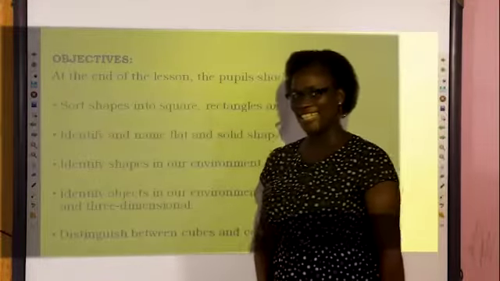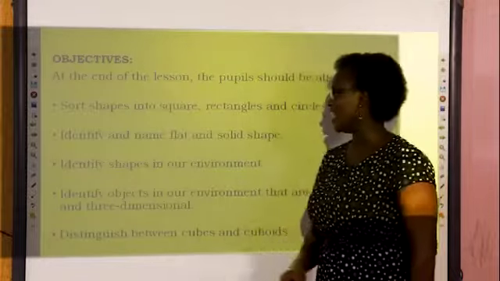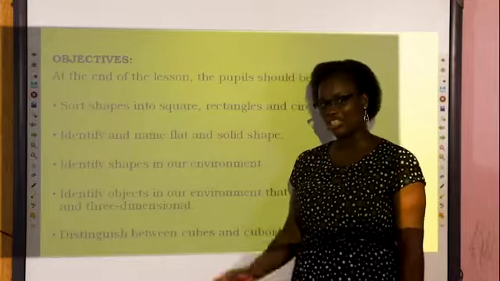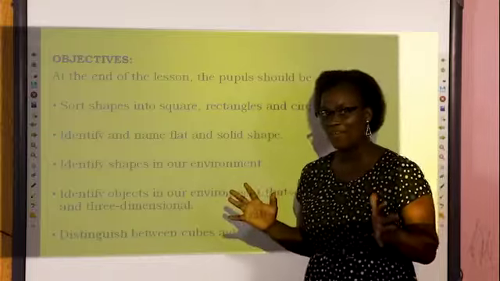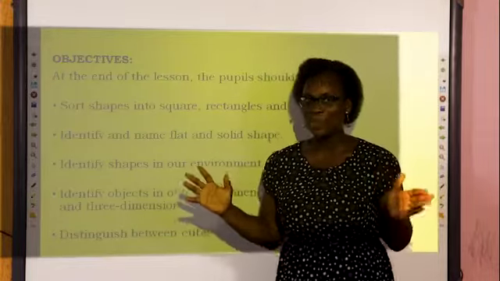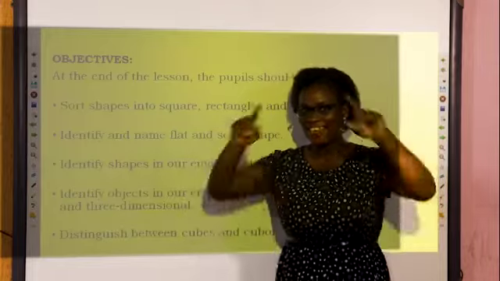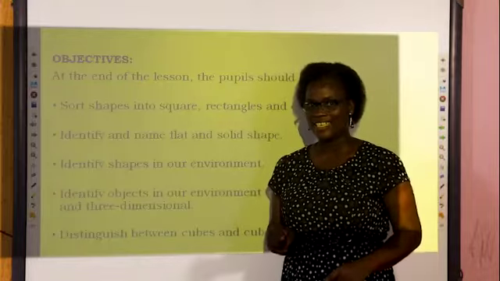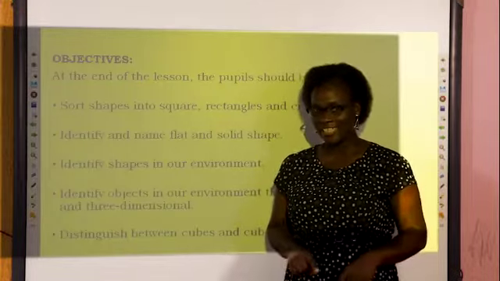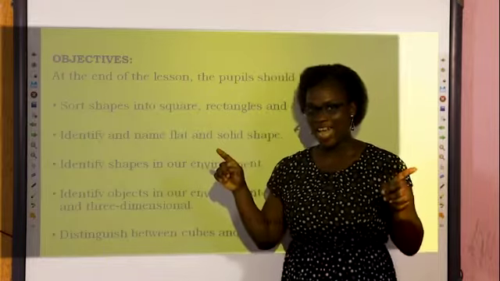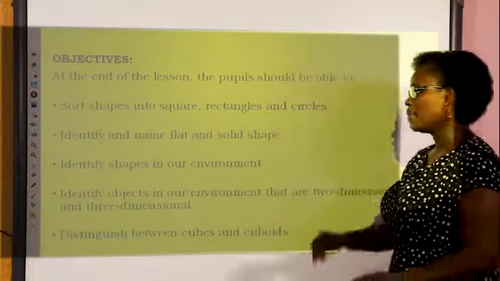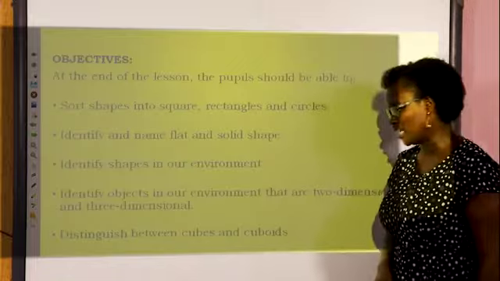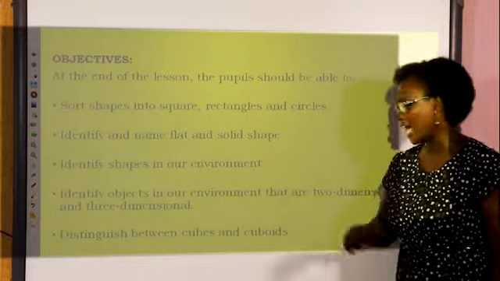At the end of this lesson, you should be able to sort into squares, rectangles, and circles. Identify and name flat and solid shapes. Identify shapes in our environment. For example, what's the shape of the door? Who knows it? Rectangle. Beautiful. What is the shape of our clock faces? Some of us are having circle. Good. Some of us are having square. Beautiful. And we should be able to identify in our environment objects that are two-dimensional and three-dimensional. Then distinguish between cubes and cuboids.